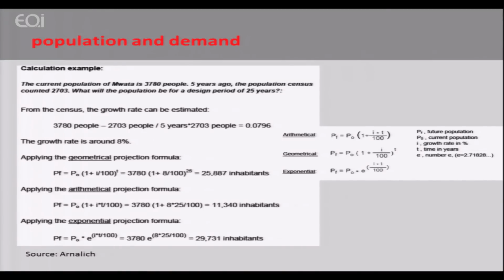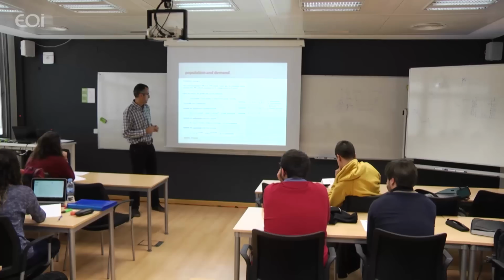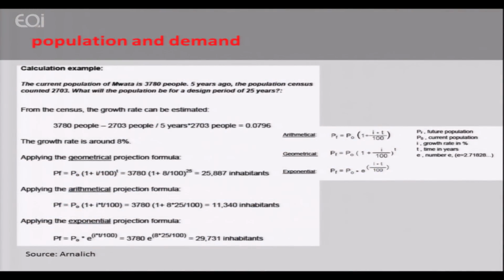The arithmetical one works with this: the final population is the population today, and we use 25 years, that is the design period, and we have to use the growth rate. The growth rate is the percentage of the growth. We have these people today, and in the past we had this one. We have to obtain that we have 88% of growth rate each year, and that is simple. We will use this formula, the geometrical one, and that's all, right? I don't want to go deeper about that.